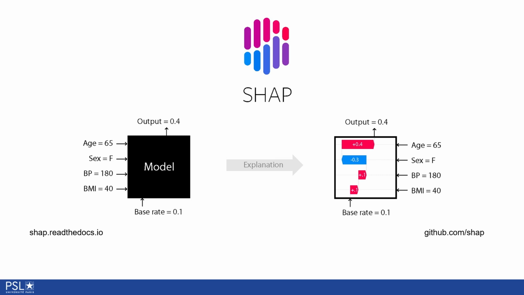The graphic on the left illustrates a black box model. The graphic on the right illustrates the type of explanation SHAP generates for the output of this black box model. In the following, we will go through how SHAP generates explanations and what precisely is the explanation shown here on the right. SHAP is an acronym that stands for Shapley Additive Explanations.